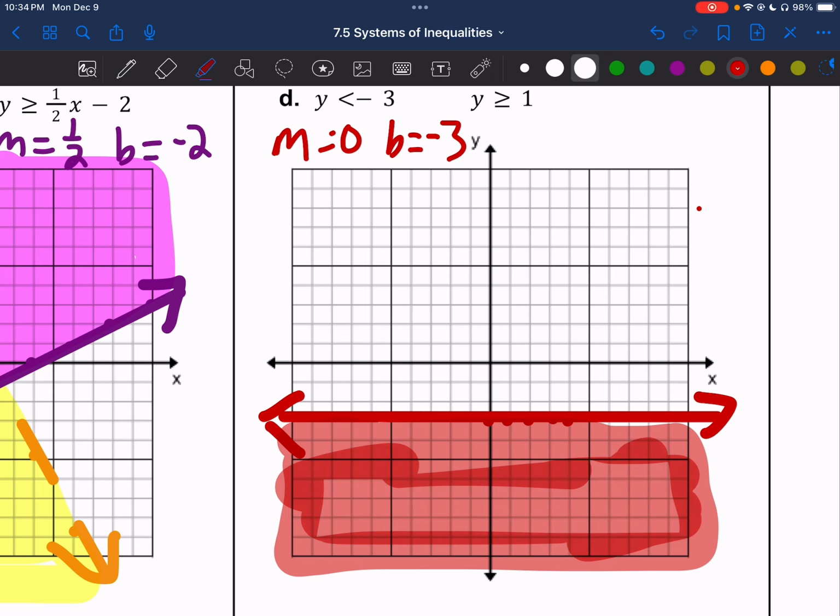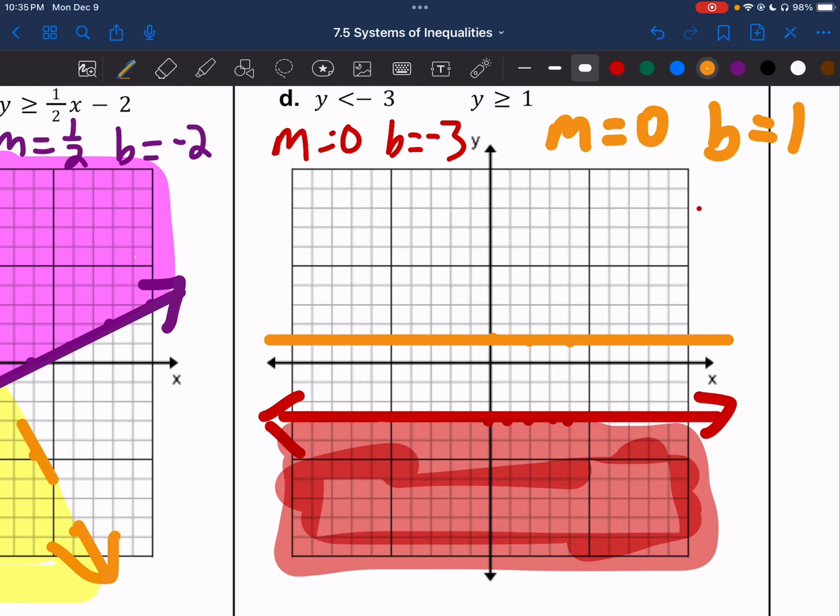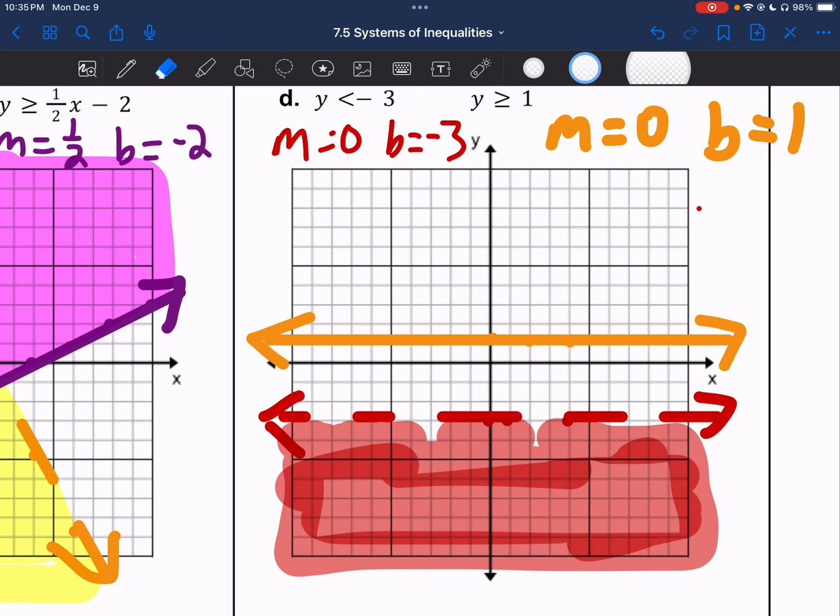All right, now my second line, we have y is greater than or equal to 1, so m is equal to 0. My b value is 1, so I have a point at 1, and we're shading it, and it's going to be a horizontal line. And we do need to double check. So this one was greater than or equal to. The first one was less than, so it's going to be just a dashed line. But my greater than or equal to, we're able to shade above it, and it is a solid line.